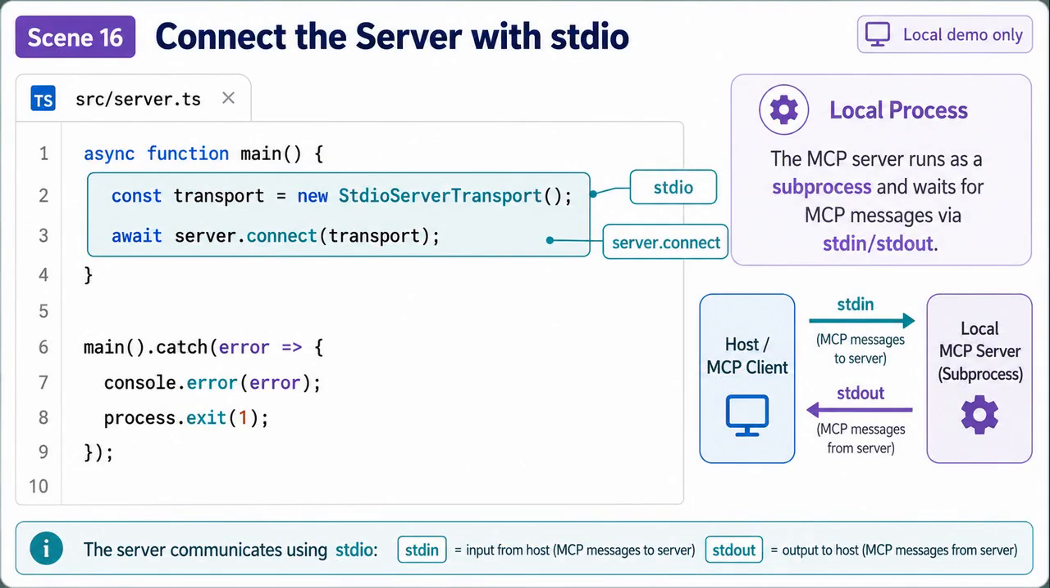That idea leads directly to connect the server with stdio. The tools are registered, but the host still needs a transport. For this demo, stdio is the simplest local transport. The host launches the MCP server as a subprocess. The server reads MCP messages from stdin. It sends MCP messages back through stdout. That is why protocol output must stay clean. Logging should go to stderr, not stdout.